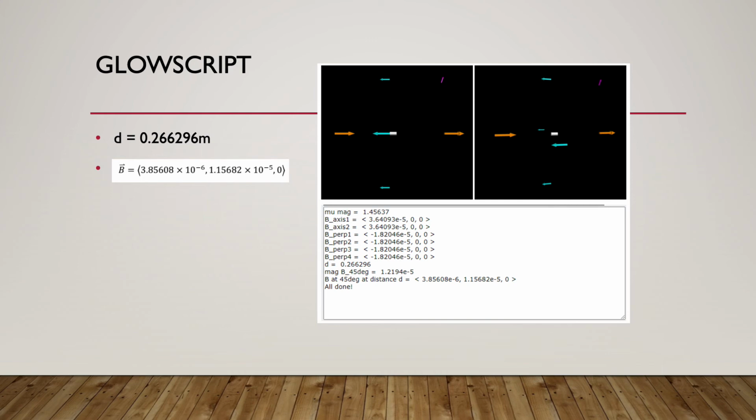From the GlowScript results, we can see that D is equal to 0.266296 meters, and the B vector is 3.85608 times 10 to the negative 6 on the X component, and 1.15682 times 10 to the negative 5 on the Y component, and the Z component is going to be 0. And on the right, you can see the GlowScript model with the results.